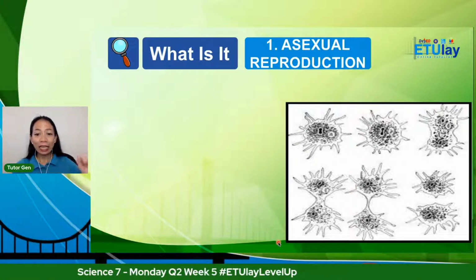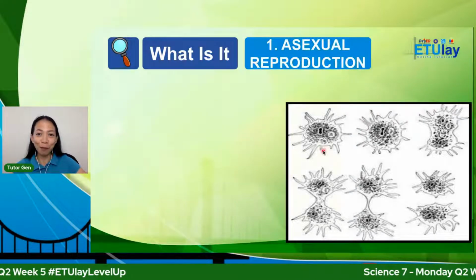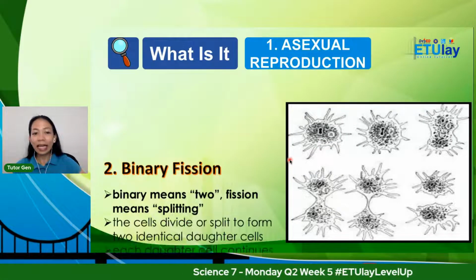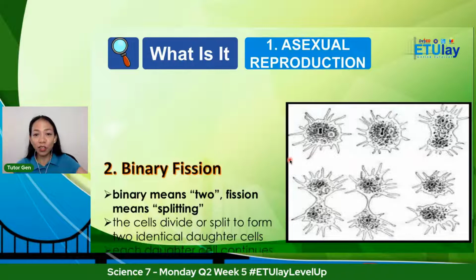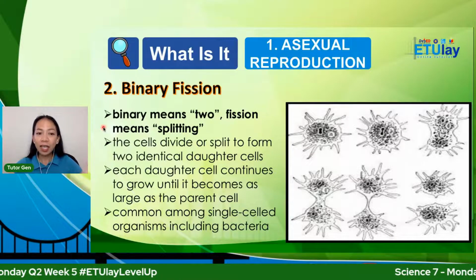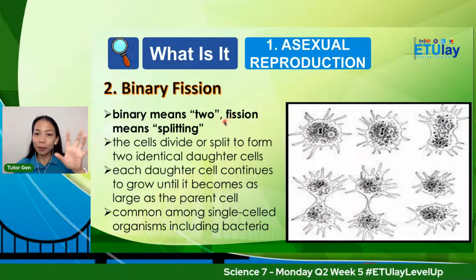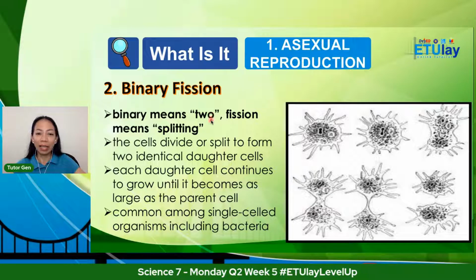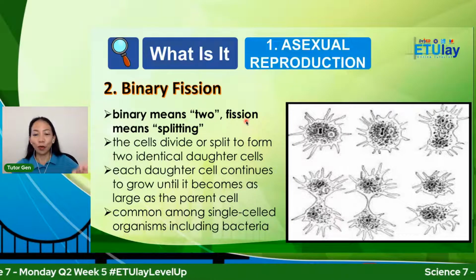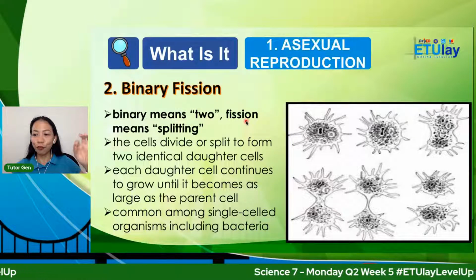So, you're looking at an image here. Hindi yan laway, ha? It's the diagram of a microorganism. And the second type is what we call binary fission. So, keywords or root words, binary meaning two, like when you say bicycle, may dalawa. Fission means splitting.